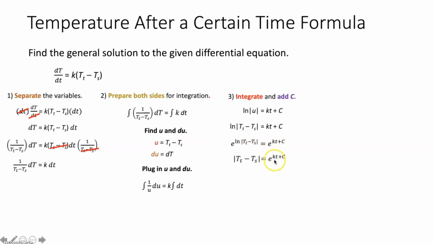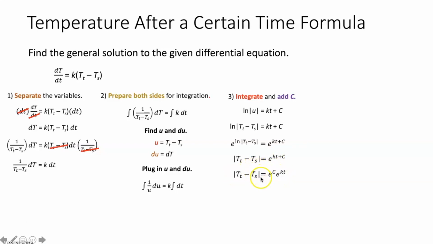Now, this next step is usually the hardest step because it's a little bit confusing, but it makes sense in terms of the properties of exponents. If you multiply like bases, you add the exponents. So if we have e to the kt plus c, we could actually rewrite that as e to the c times e to the kt, because if you multiply like bases, you add the exponents. So this is just going the other direction.